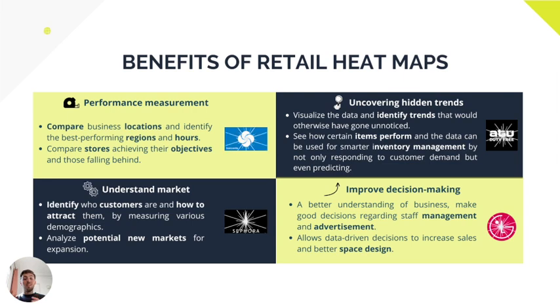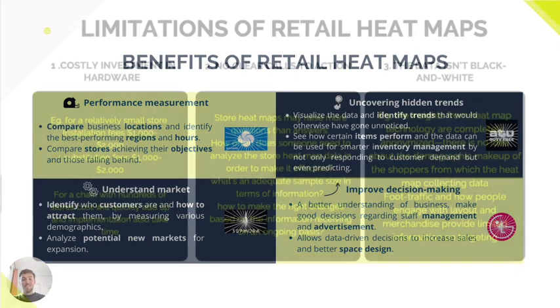And finally, companies such as LV are able to improve their decision making thanks to the use of this technology and have a better understanding of the business and make better and smarter decisions concerning their staff management or advertising. They are also able to have a better space design in their shops, which is a tremendous advantage compared to other shops. So these are the four main benefits that companies can have using heat maps in their strategy. And these benefits can be really tremendous in terms of profit, but also in terms of management.